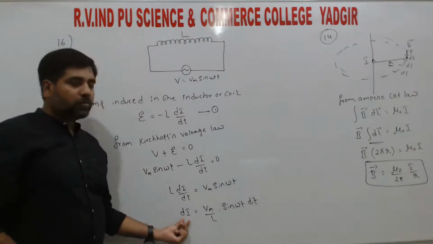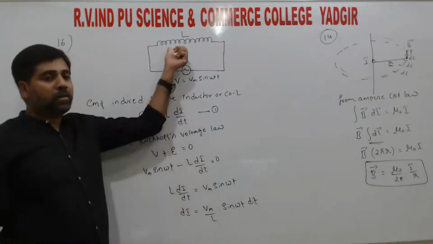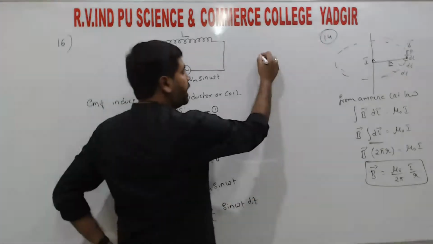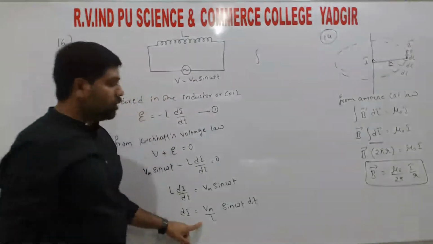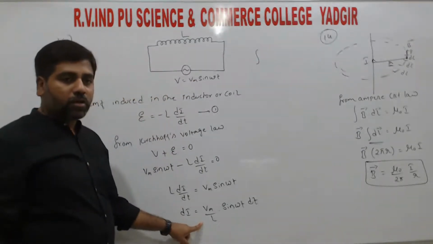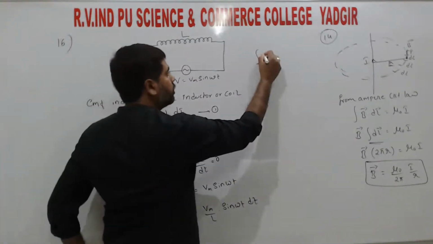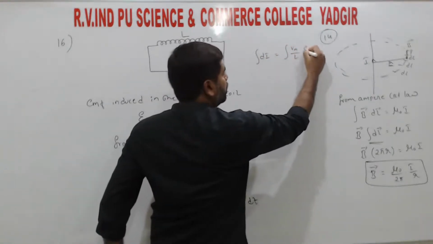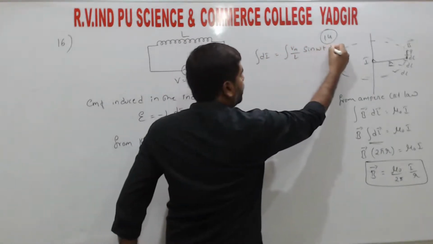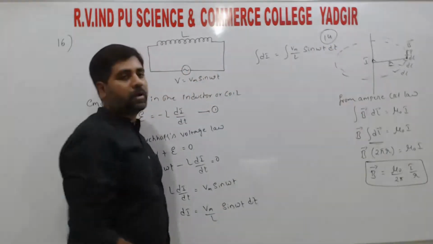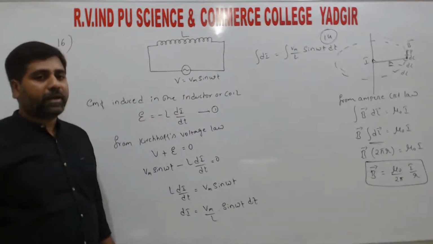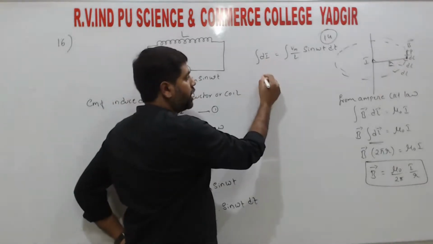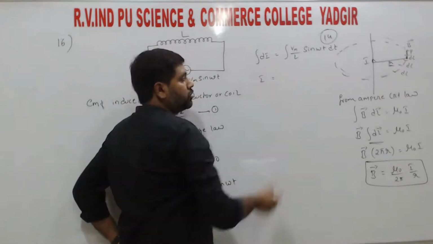Right? So this is the small current which is flowing in the inductor. So we need to find the total current. Total current means integration. So integration on both sides. Integration of di is equals to integration of Vm by L sin omega t dt. Right? You will learn integration in maths, so it will be clear there. So integration of di we can write I.